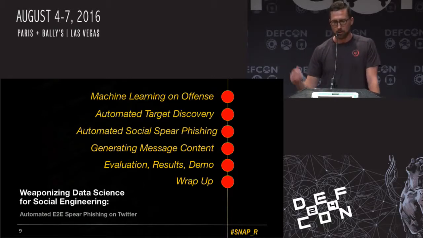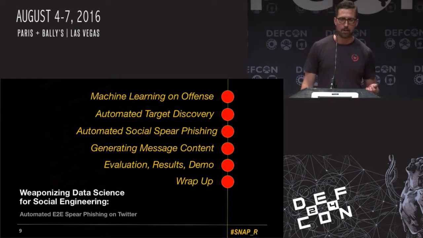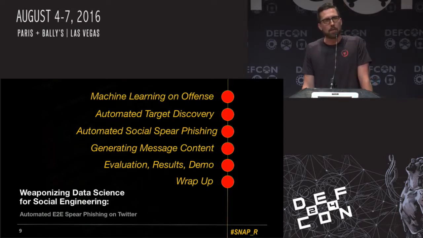So the talk will go, I'll hand it off to John to talk about machine learning on offense, and then we'll go into the 2 parts of the tool, target discovery and spear phishing, and talk more in detail about how to generate the message content. That's the core of the tool. And then we'll talk about how we evaluated the tool and how that evaluation compares to other techniques that have been found in literature.